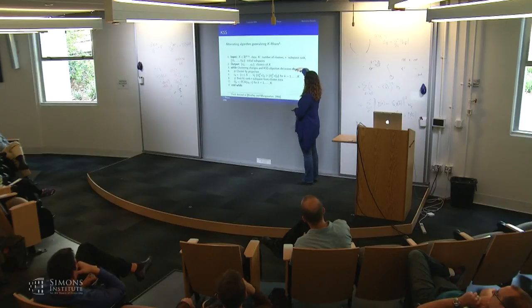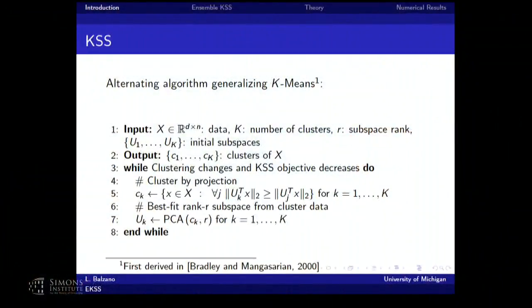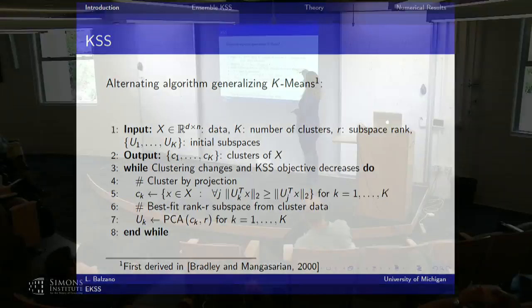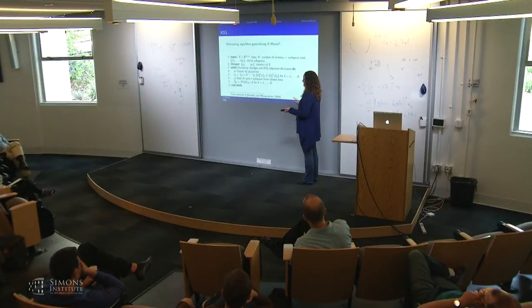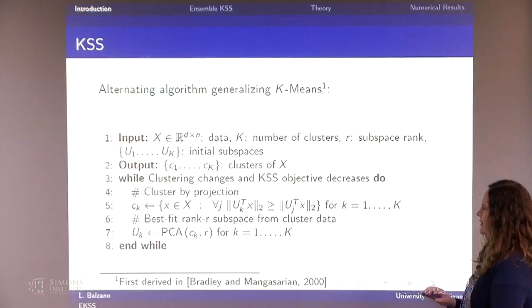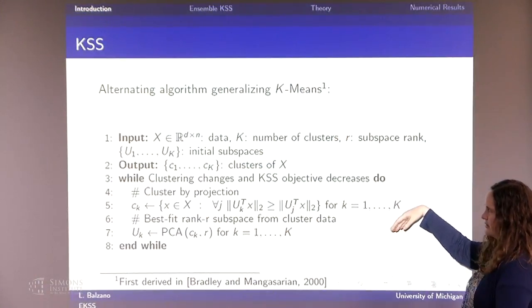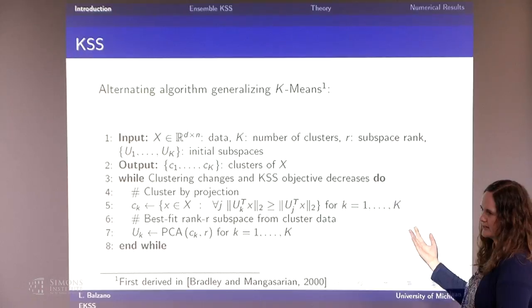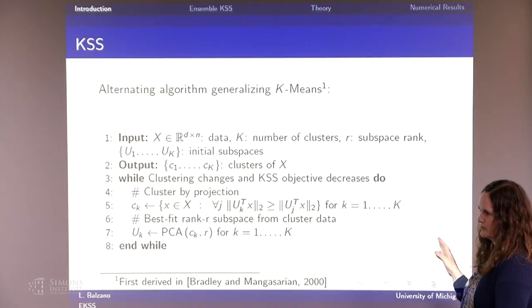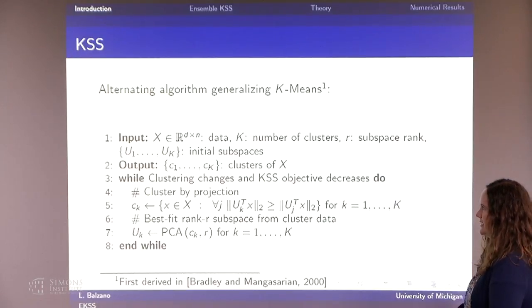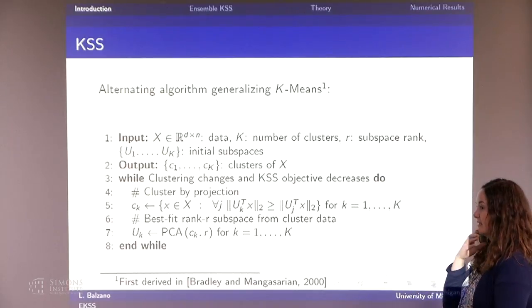First, let me just say that we don't pick a number of steps. The while loop keeps going until nothing changes, okay? And I'll tell you later that this always decreases the objective or it stays the same, so we can count on that happening. But secondly, say it again.